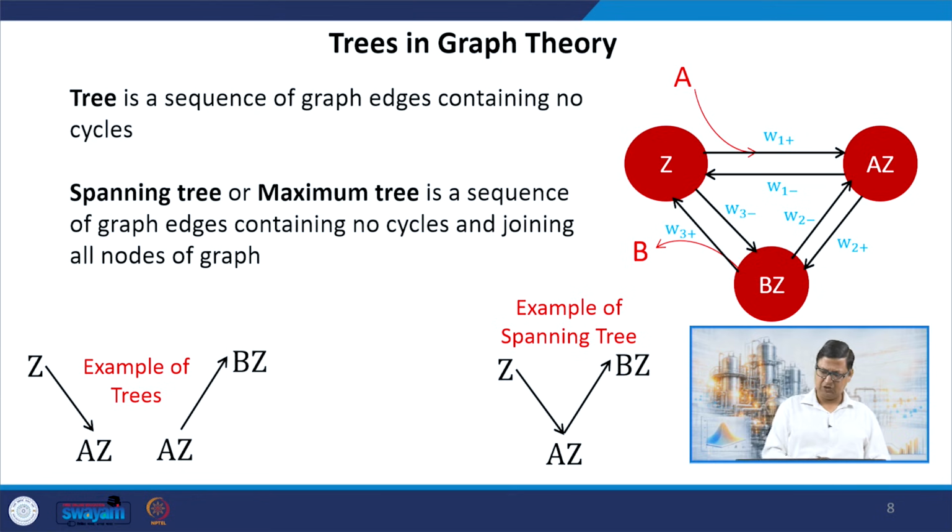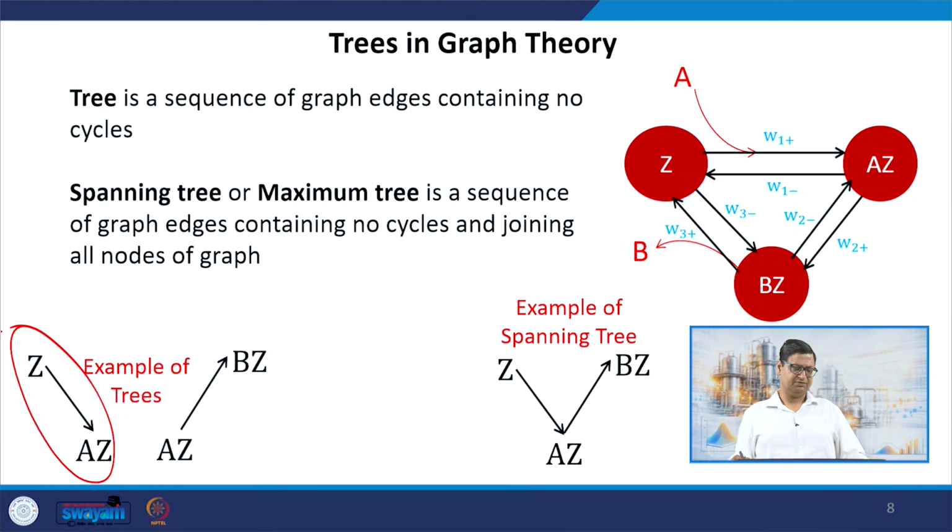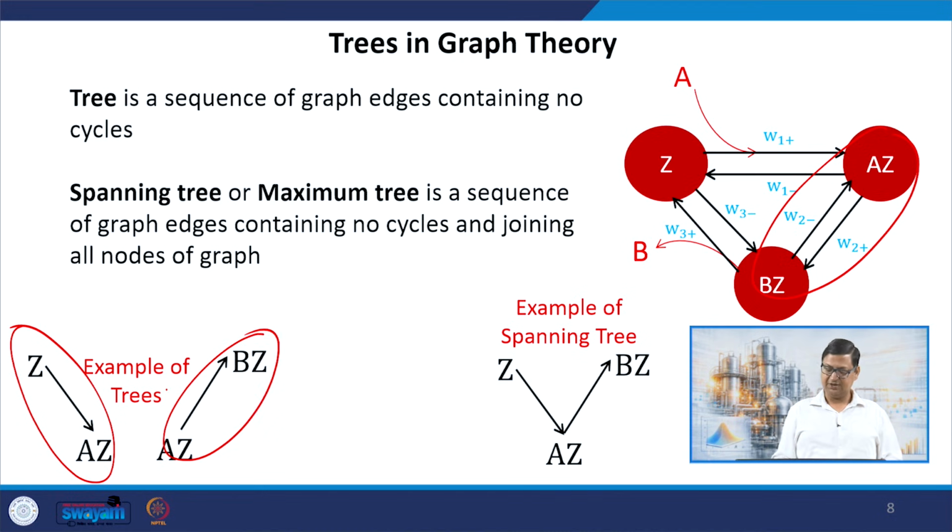A subgraph of that graph that does not contain any cycle becomes my tree. For example, Z to AZ is a subgraph. Subgraph meaning it contains some vertices and some edges from the original graph. So this is an example of a tree. If there are no cycles, it forms a tree. Similarly, AZ to BZ is also a tree, and then I can also make trees containing all the vertices. From Z I can go to AZ, and then I can come from there to BZ, ignoring the reverse path because I don't want to form cycles.